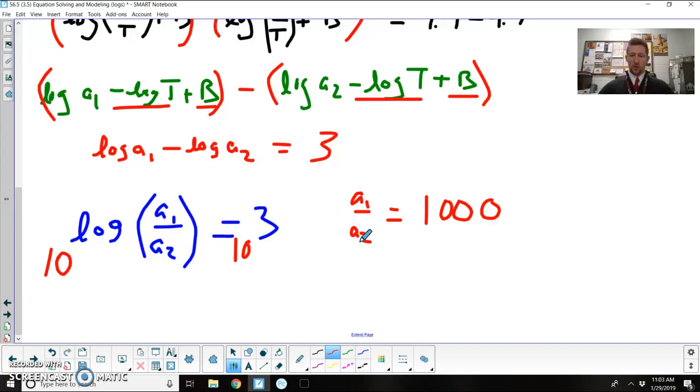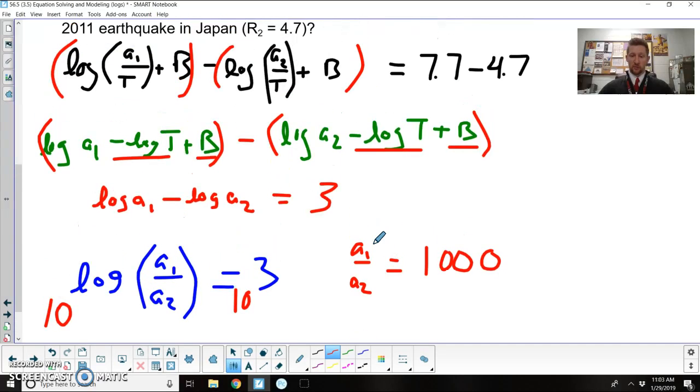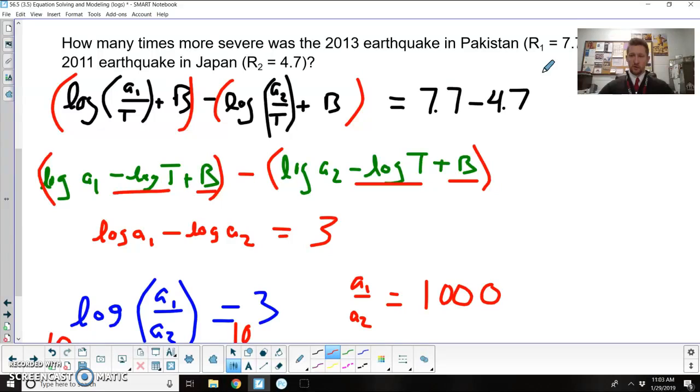When we say A1 compared to A2, when we take those two things and compare them, A1 is 1,000 times stronger than A2, meaning of these two earthquakes, the 7.7 that happened in Pakistan is 1,000 times stronger than the 4.7 earthquake that happened in Japan.